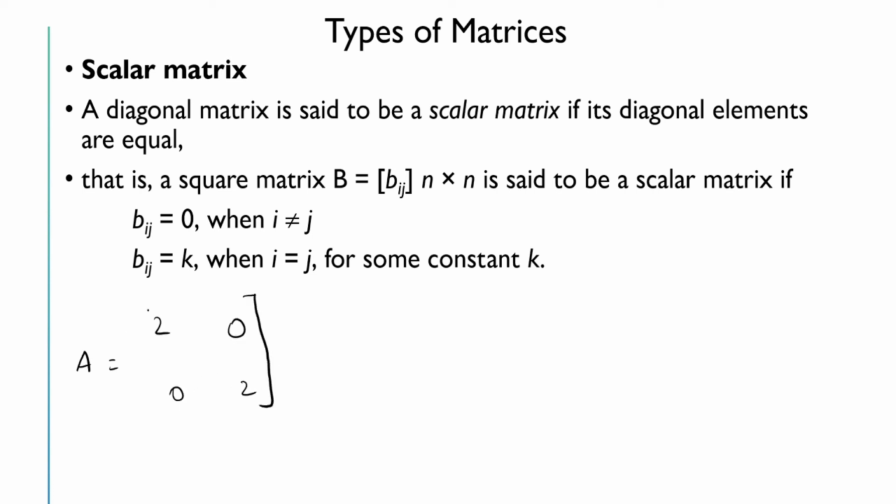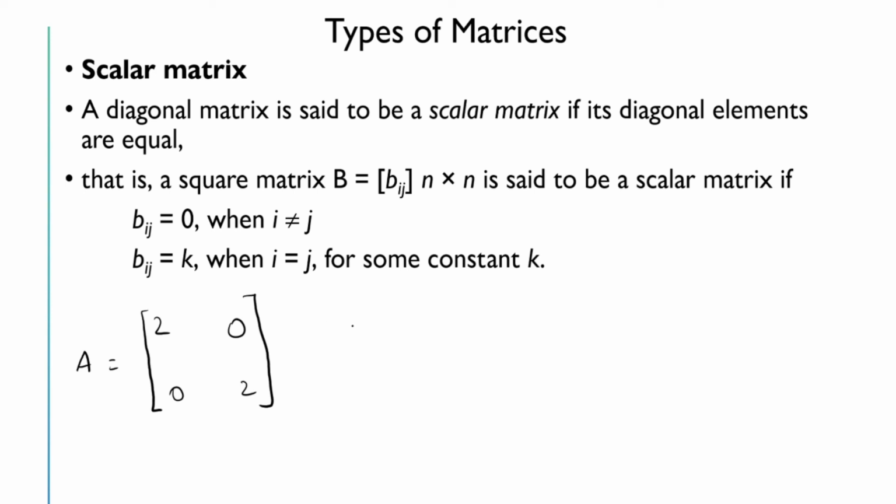Here, this is also a diagonal matrix, but if we see, the diagonal elements are equal. That is, Bij equal to k for some constant k when i equal to j. Here if you see, the diagonal elements are equal. So this is a scalar matrix. Such a matrix is called scalar matrix.